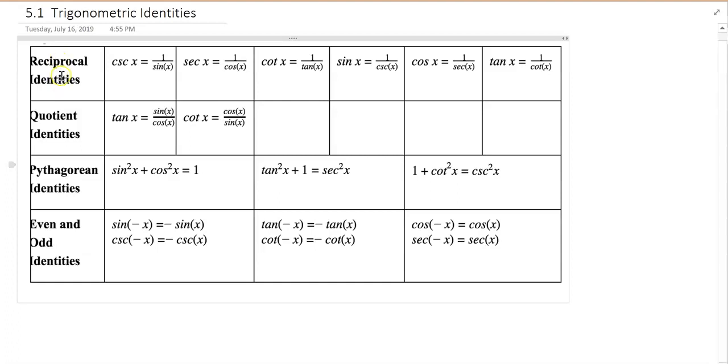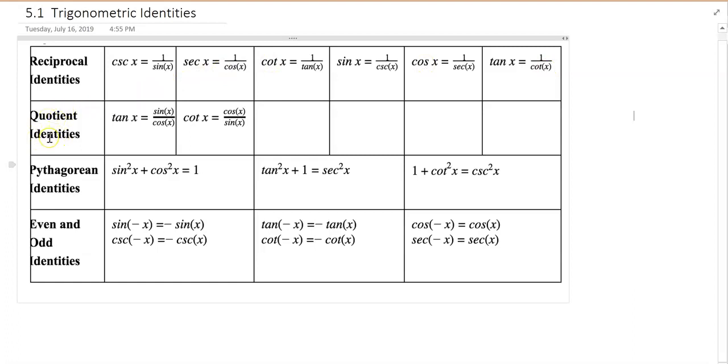Reciprocal identities are identities where a trig function is the reciprocal of the other. For example, cosecant of x is 1 over sine x. Secant x is 1 over cosine of x. Cotangent of x is 1 over tan x. Similarly, sine of x will be 1 over cosecant of x. Cosine of x is equal to 1 over secant of x. And tan of x is 1 over cotangent of x.